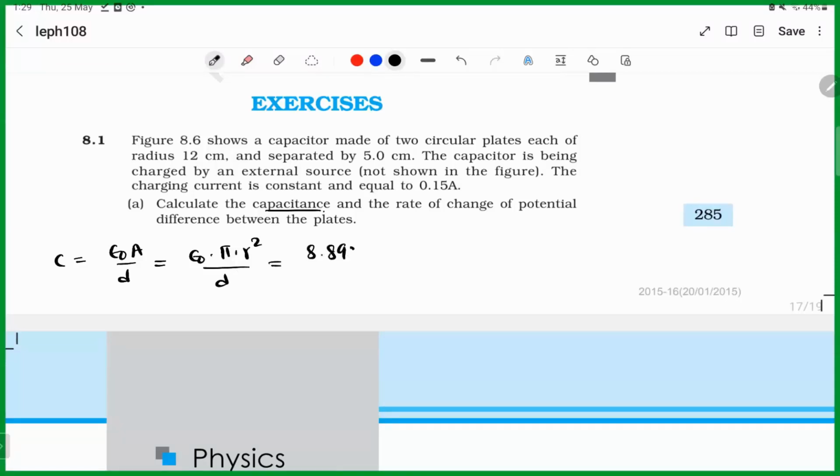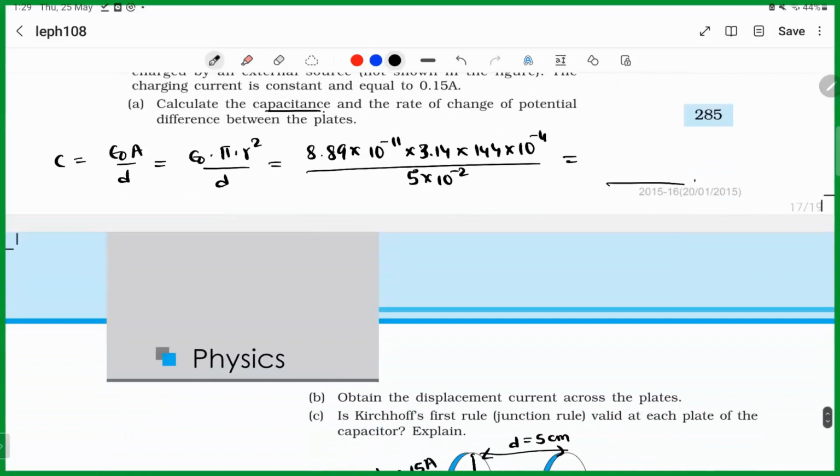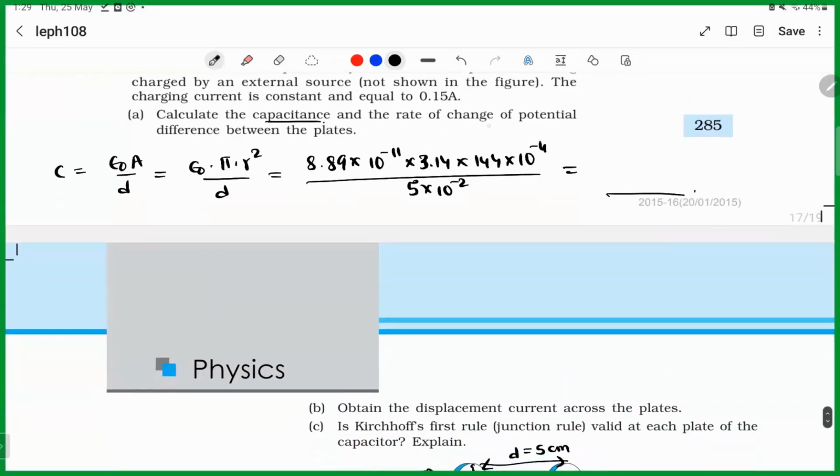I think epsilon naught is 8.85 into 10 to the power minus 12 into 3.14 into R squared, which is 144, but in centimeters. So you multiply by a power of 10 to get SI units. D is 5 into 10 to the power minus 2 meters. So that gives the capacitance.